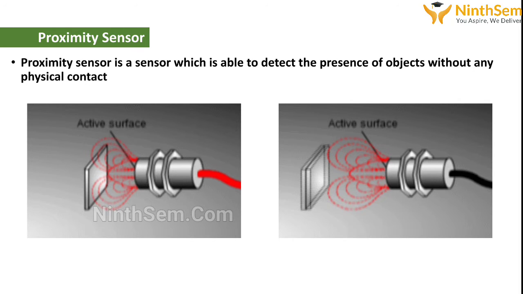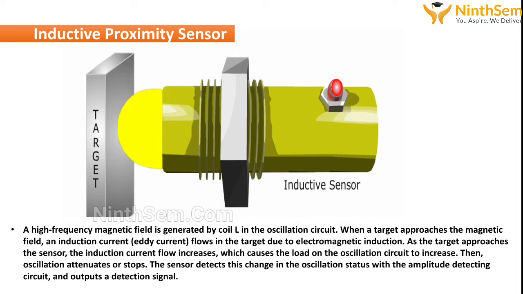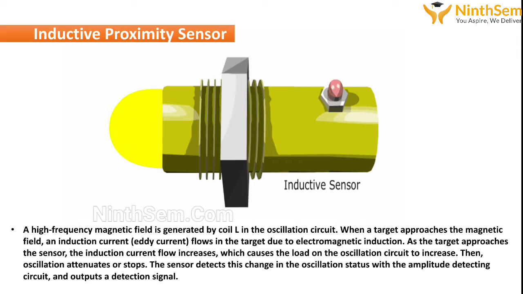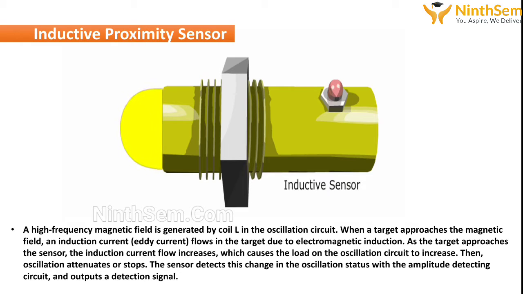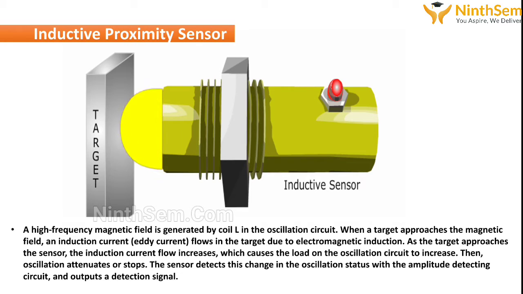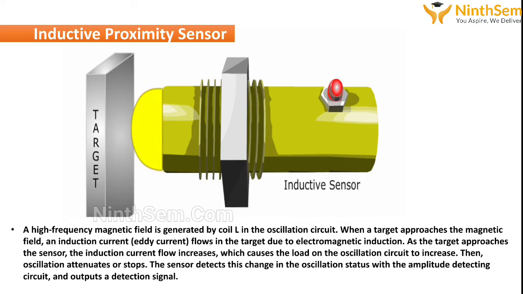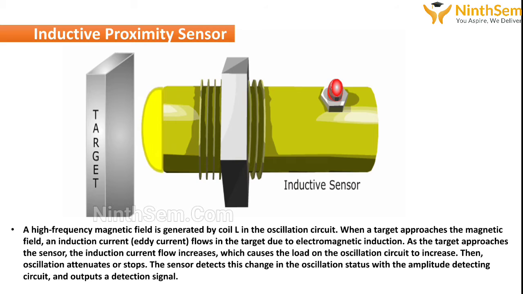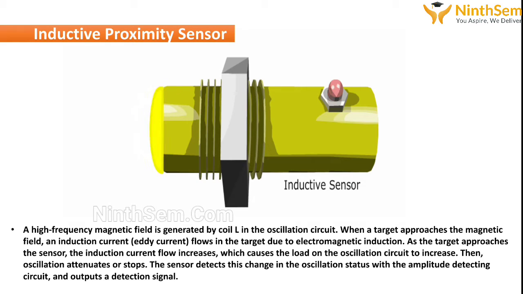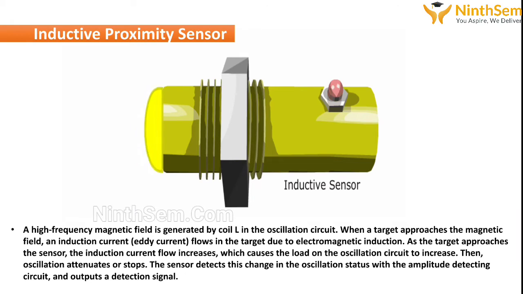Now come to another question. What is an inductive proximity sensor? As the name suggests, in an inductive proximity sensor a high frequency magnetic field is generated by a coil L fixed in the oscillation circuit. When a target approaches the magnetic field, an induction current, that is eddy current, flows in the target due to electromagnetic induction. As the target approaches the sensor, the induction current flow increases, which causes the load on the oscillation circuit to increase. Then the oscillation attenuates or stops. The sensor detects this change in oscillation status with the amplitude detecting circuit and outputs a detection signal.